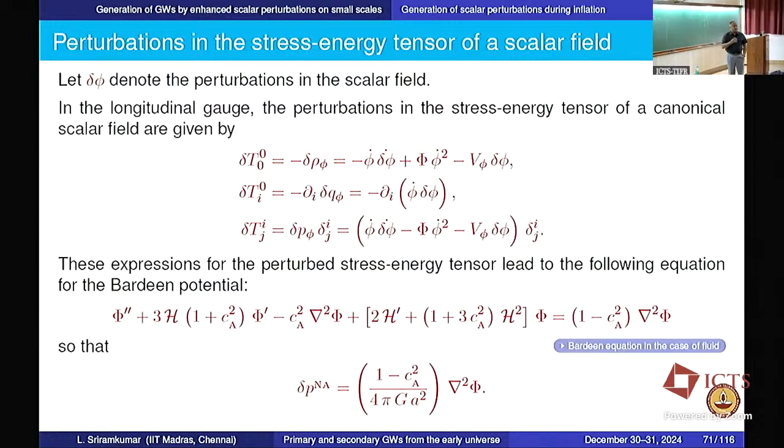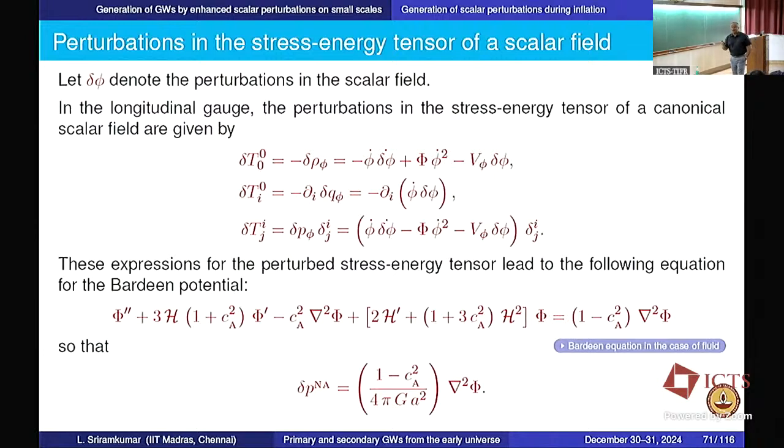So now we are in the epoch of inflation. We are assuming for simplicity that inflation is driven by a single canonical scalar field. We had a phi which denoted the background evolution. We discussed different possible evolutions, different solutions, etc. And let delta phi denote the perturbations in the scalar field. Remember, we are working in the longitudinal gauge. I had introduced the metric earlier, and there were Bardeen potentials, phi and psi.